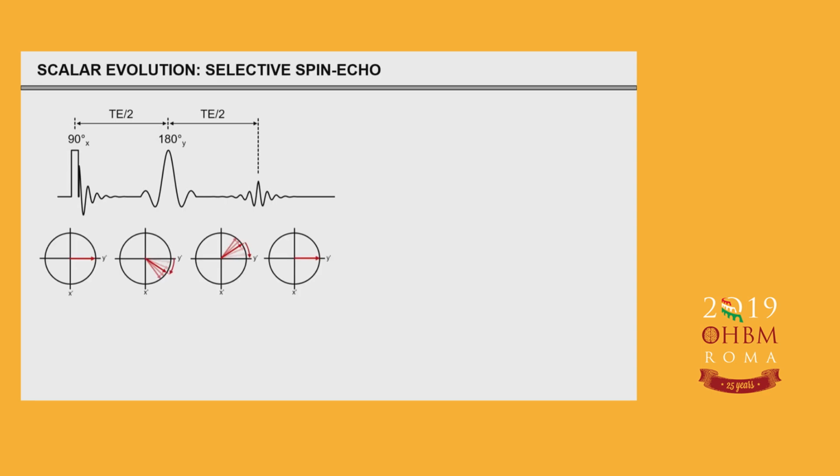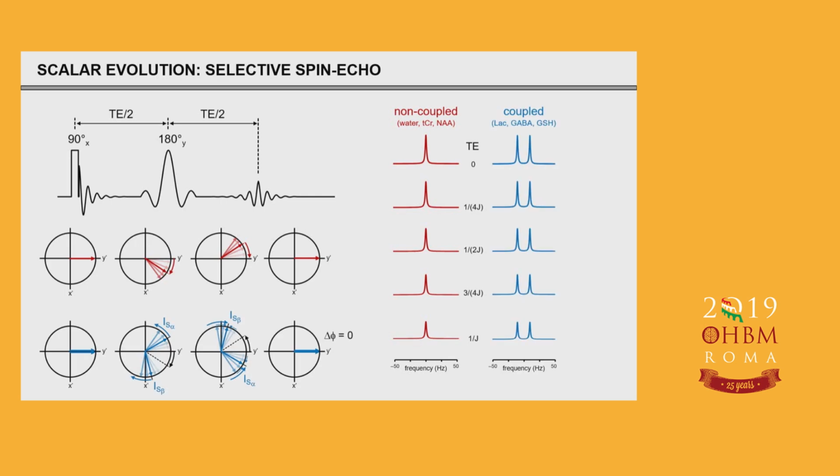If you do that, then for molecules that don't have scalar coupling, nothing changes. If you increase the echo time, the signal stays up and positive all the time. But now for scalar coupled spin systems like lactate and GABA, you can see immediately the difference with the previous slide, that now that signal is always up and positive as well. Whereas with the non-selective spin echo from the previous slide, you had echo times where that doublet was inverted. So that is now something we can utilize.